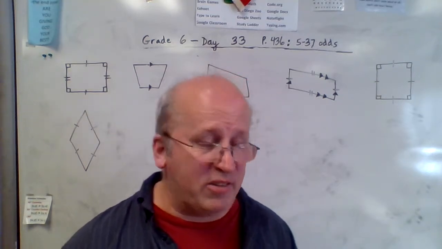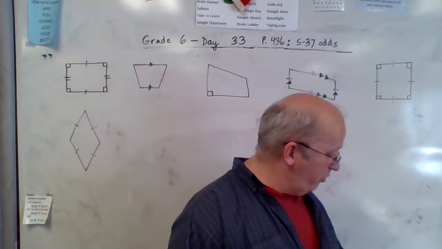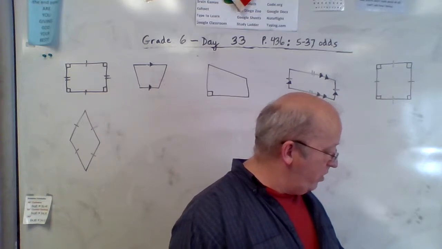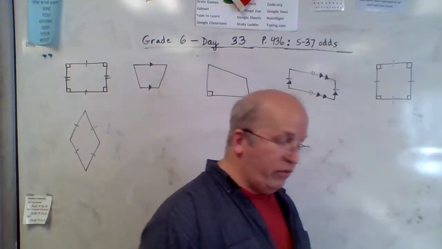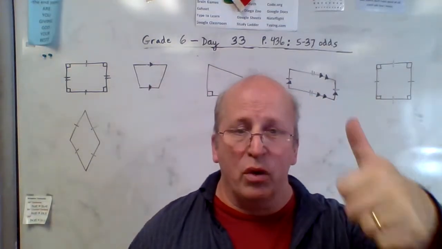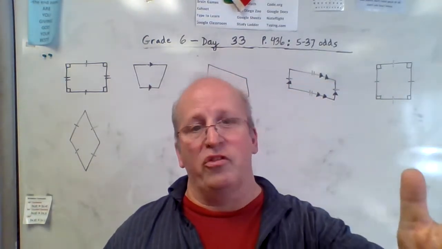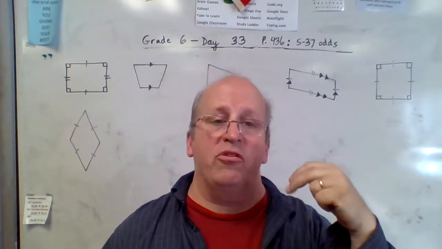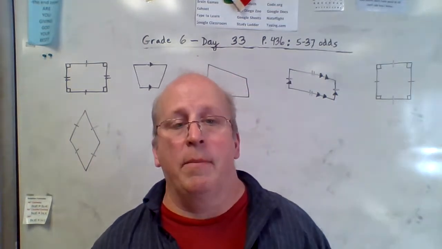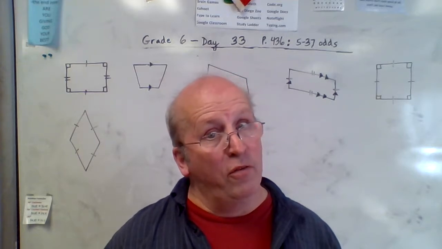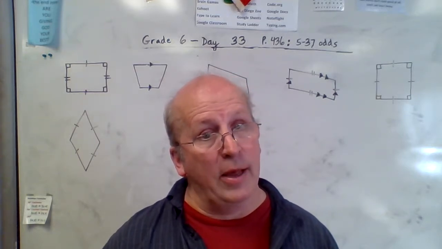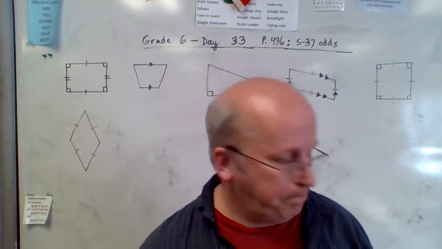Pay special attention to the definitions of the different types of quadrilaterals that are on page 434. The definition for a quadrilateral, the definition for a square, the definition for a trapezoid or a parallelogram. Please pay special attention to those because those are important for solving the problems today. Okay, go ahead and pause.